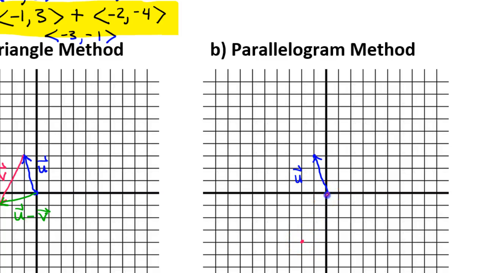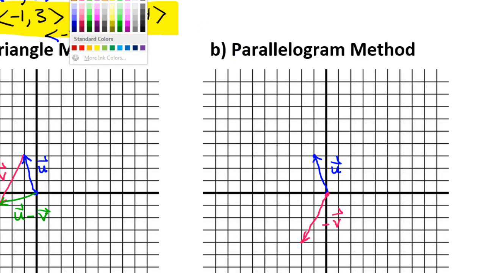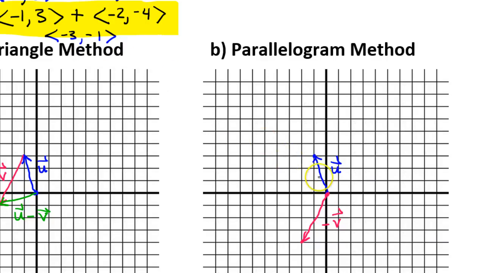So this would be vector negative v. And you know what, this might be in the way again. So I'll put vector u over there. Now for the parallelogram method, we need to draw a parallelogram. All right, I bet you did not see that coming. So these first two vectors need to form sides of my parallelogram.